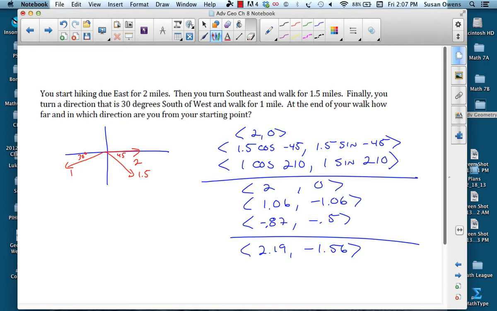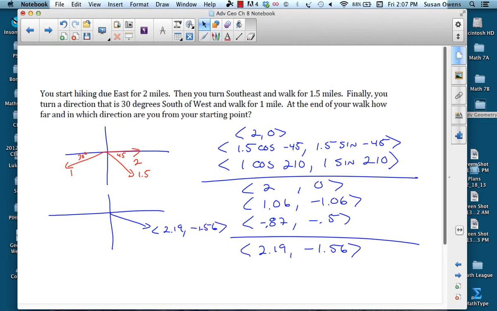Now, at this point, I would draw the resulting vector. You don't have to do it in a great fashion, but this will help me with figuring out if it gives me the right angle. So what I'm going to do is it's going to go to the right and it's going to go down. So this is going to be 2.19 and negative 1.56. You don't have to do it in any perfect fashion at all.